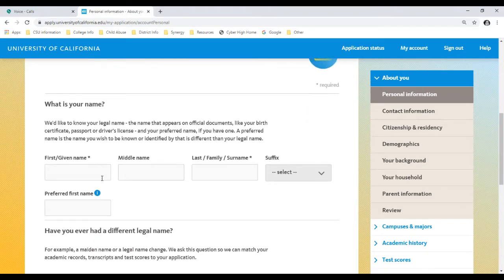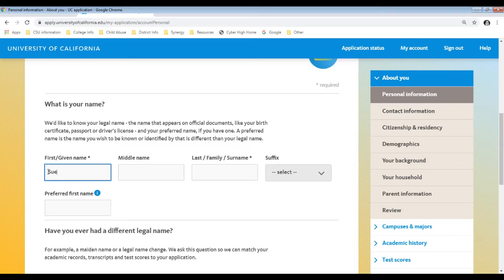So it says, what is your name? So I am going to start filling this out. Okay, make sure that when you are filling out your name, that you put your full legal name. Whatever you're using at school or whatever you're using in your legal document, that's your legal name. Okay, you can't use a nickname.